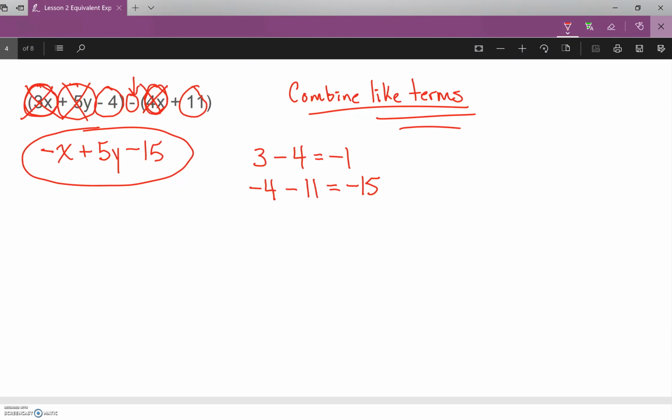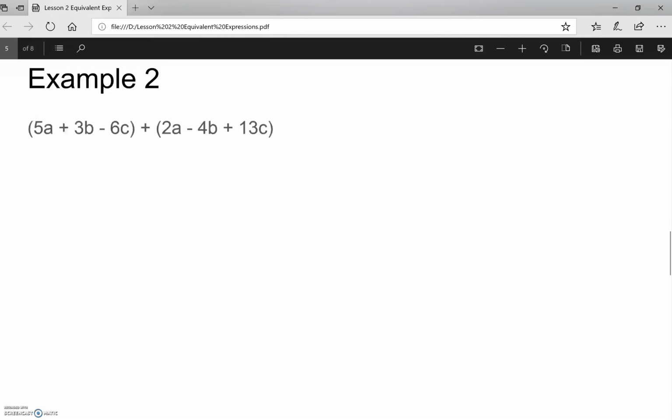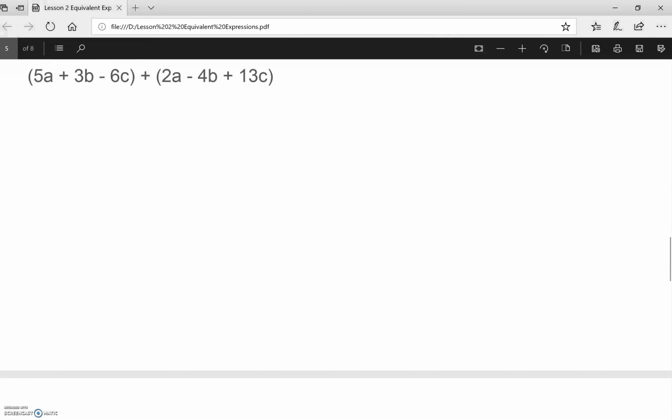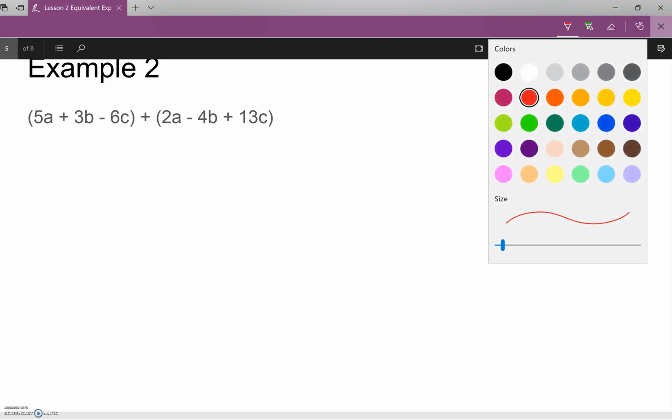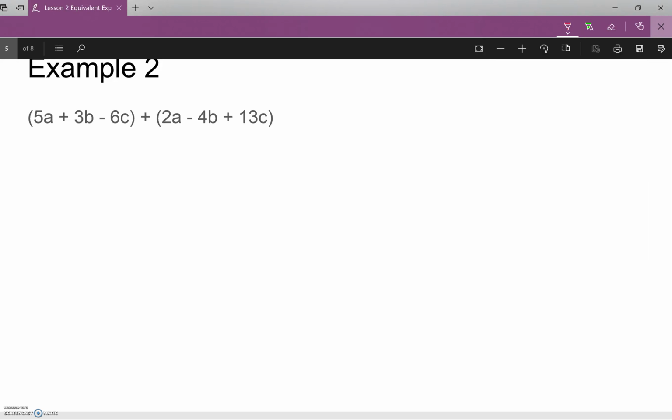We have created an equivalent expression. This new one is exactly the same as the first one. It just looks simpler. This next strategy works a little better when you're new to this, and it's going to be doing the same process, but we're going to stack them up instead. So here's what I mean. It helps you with combining like terms if you're confused by that.